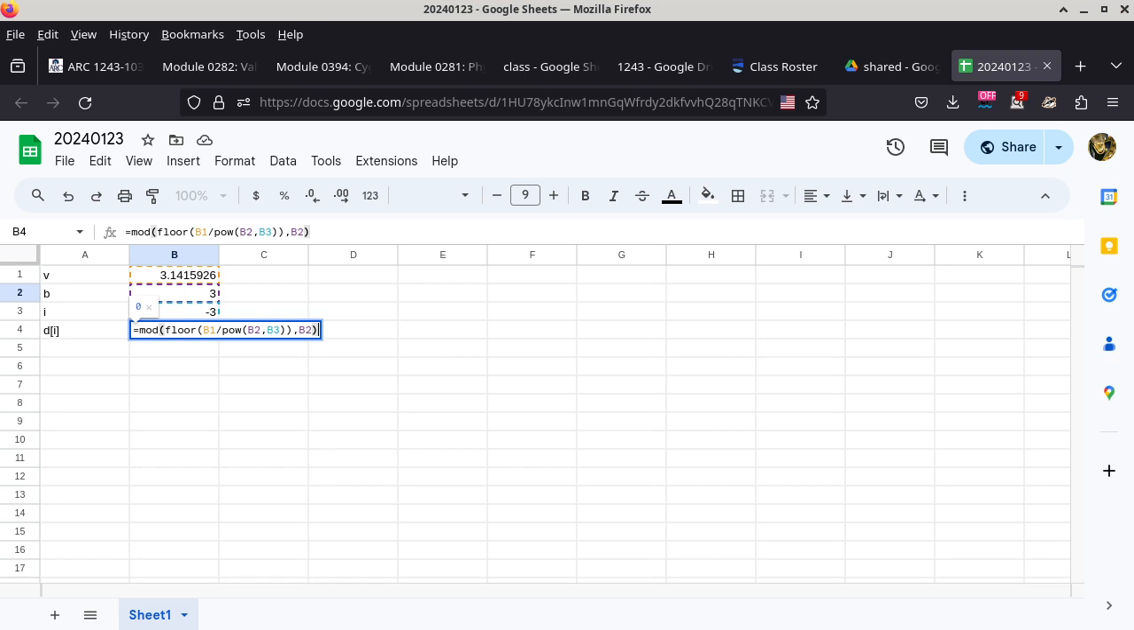If you have not been using a spreadsheet to do calculations and whatnot, look into it. It's a really, really useful tool.